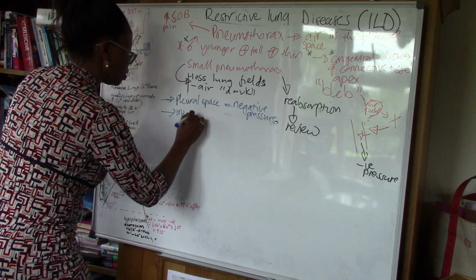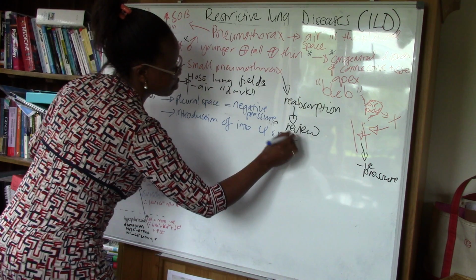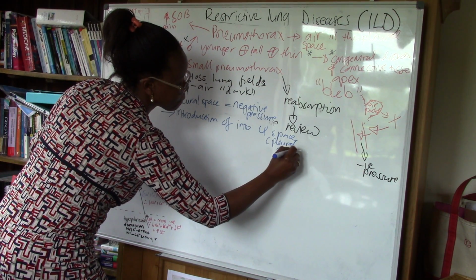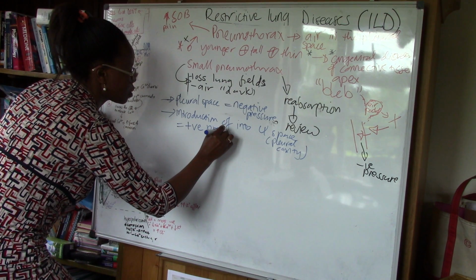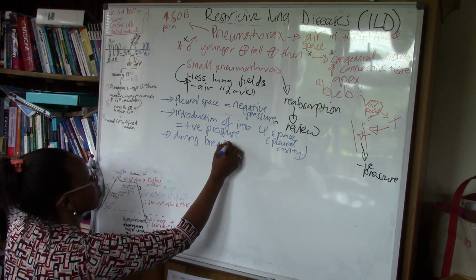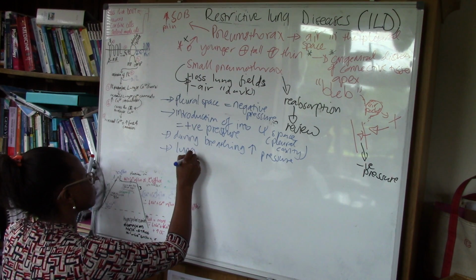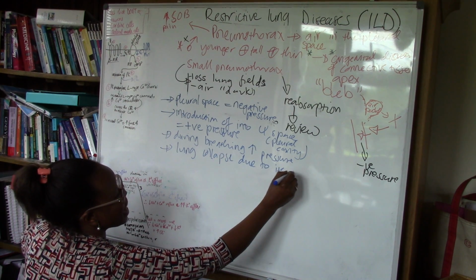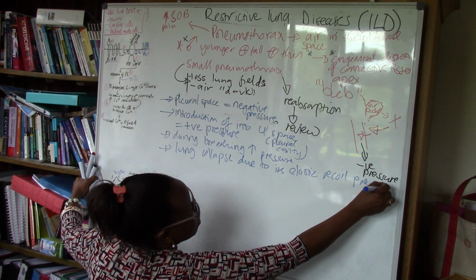So introduction of air into the potential space, the potential pleural cavity, causes positive pressure. And then during breathing, the positive pressure increases and it causes the lung to collapse due to its elastic recoil pressure. So it's pressures again.